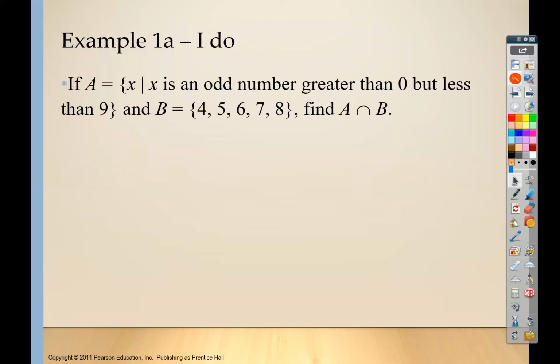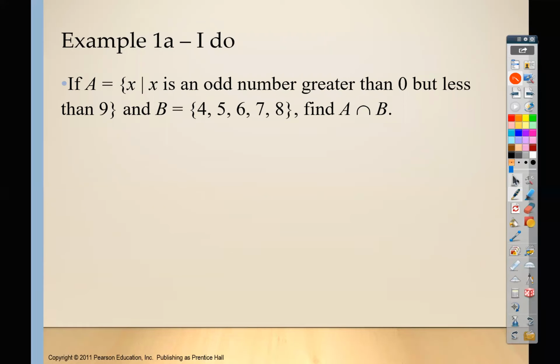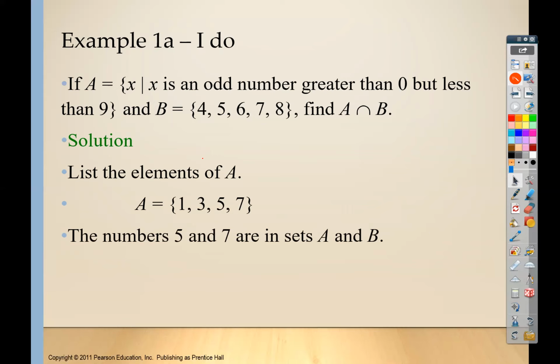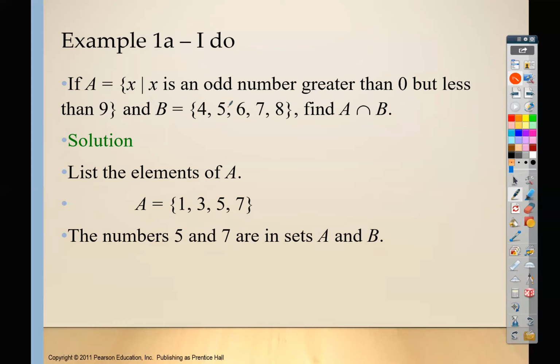Example 1 says, if the set A is x such that x is an odd number greater than 0 but less than 9, and B is {4, 5, 6, 7, 8}, find A intersect B. Basically it's asking what numbers are in the set of A that are also in the set of B. You can list all the elements of A, the odd numbers greater than 0 but less than 9, and then list all the elements of B, 4, 5, 6, 7, 8, and then tell what numbers in A are also in B.